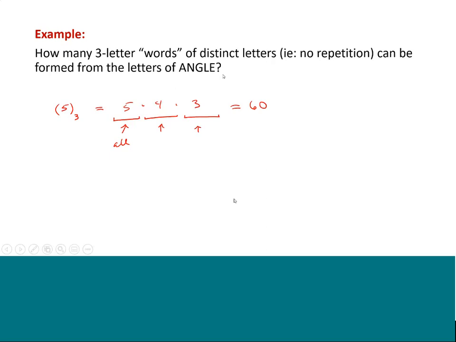So the 5 here comes from the angle. So here, n equals 5, and this is the number of letters in that word angle. And the k equals 3, that subscript is 3, and this is the number of letters in the word that you're building.